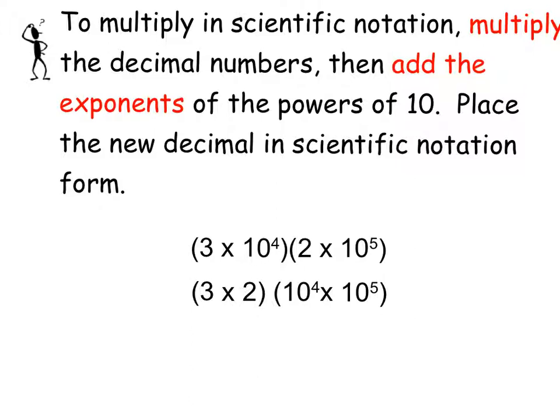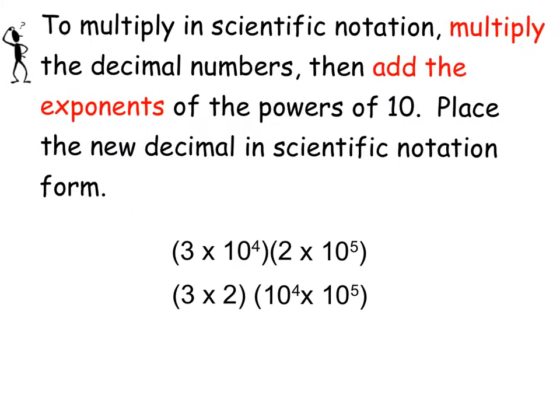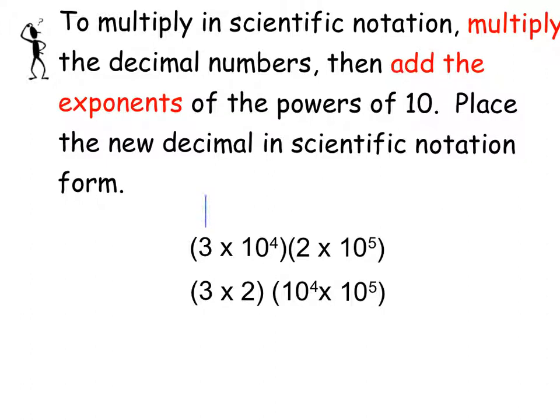Okay, so I like to start by regrouping. So what I did was I took my decimal numbers, or the ones that are not the power of 10, and wrote them next to each other. This is the associative property and commutative property. The associative property tells us that with multiplication, they can associate with other numbers. And the commutative property tells us that we can exchange places. So I just rewrote it so the 3 and the 2 were next to each other, and the 10 to the 4th times 10 to the 5th were next to each other.